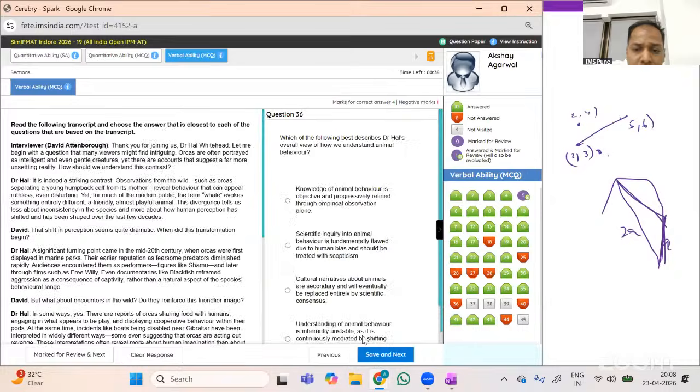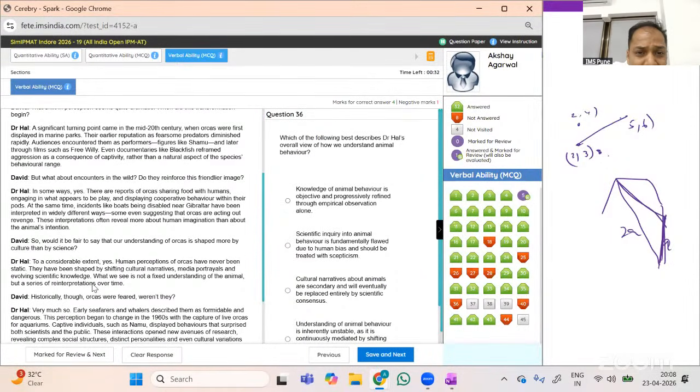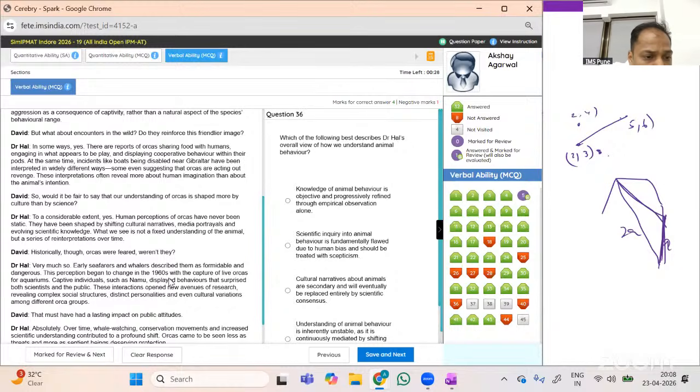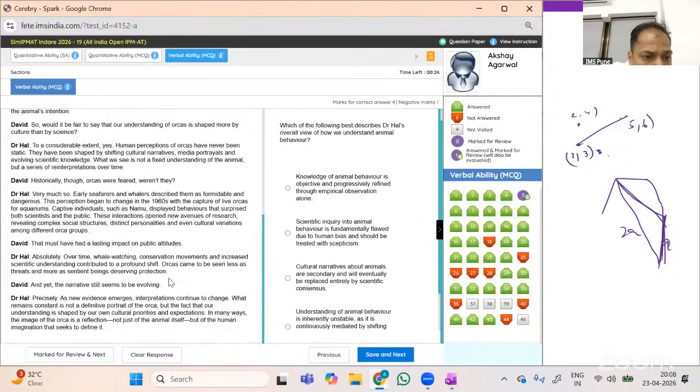Yeah, I think this is right. Also, the following has his view of the behavior. Oh, this was an easy one. Knowledge of observation, scientific inquiry, planning, various phenomena, in biological beliefs.